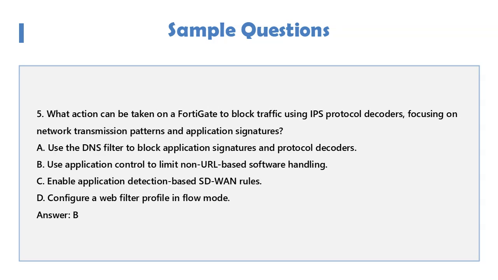5. What action can be taken on a FortiGate to block traffic using IPS protocol decoders, focusing on network transmission patterns and application signatures? A. Use the DNS filter to block application signatures and protocol decoders. B. Use application control to limit non-URL-based software handling.